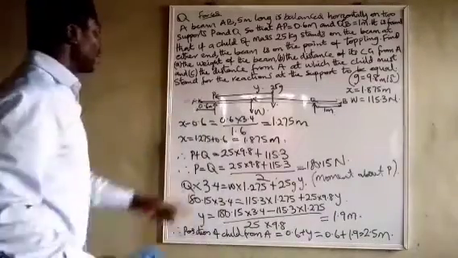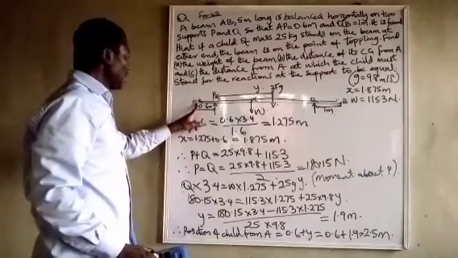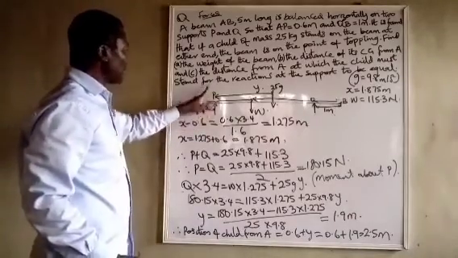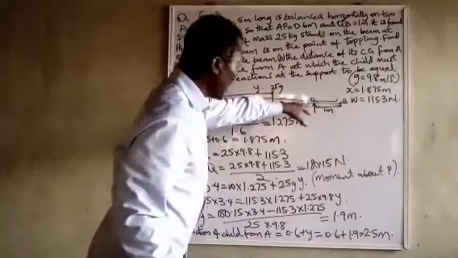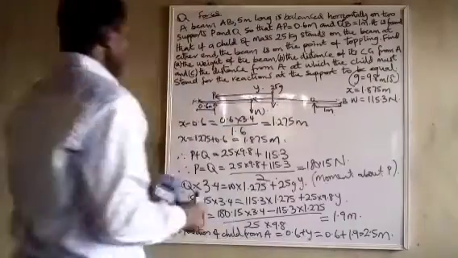You can also take the moment about A itself. So this one we have moment about A, this one we have moment about it, this one we have moment about it, and this one too we have moment about A. Let's see how it goes.